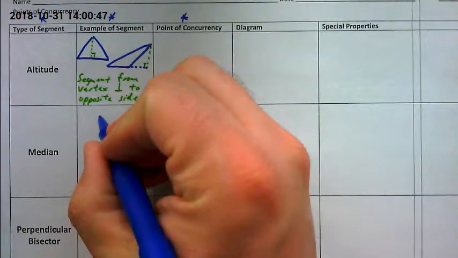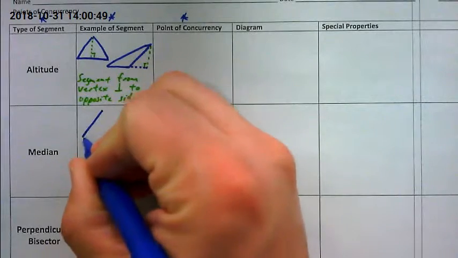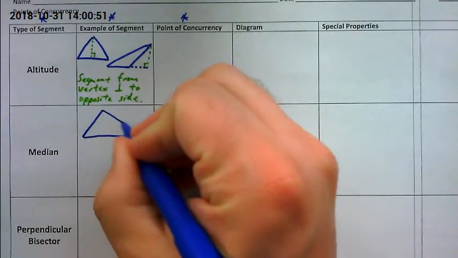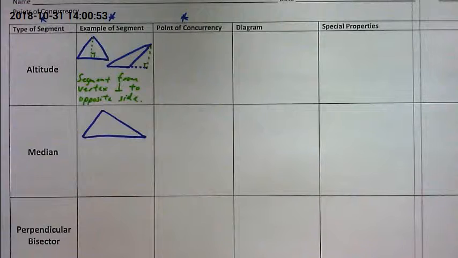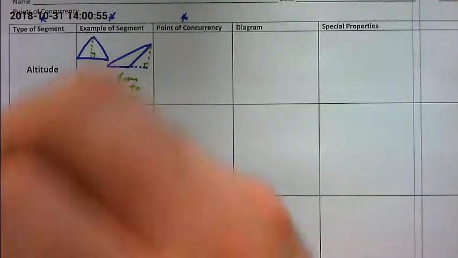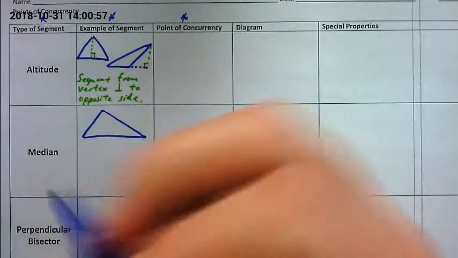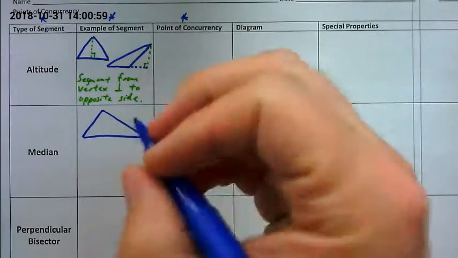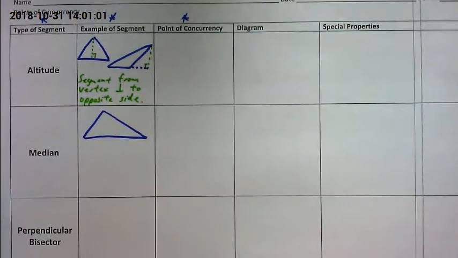Median. If you draw a triangle, thank you. Oh, sorry. Really? I know. Sneeze, please. All right.